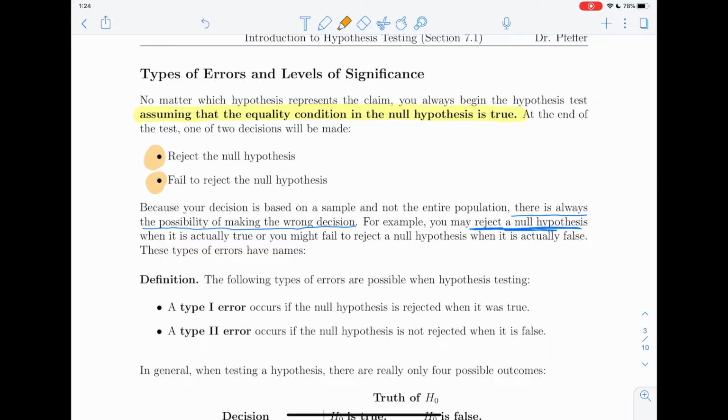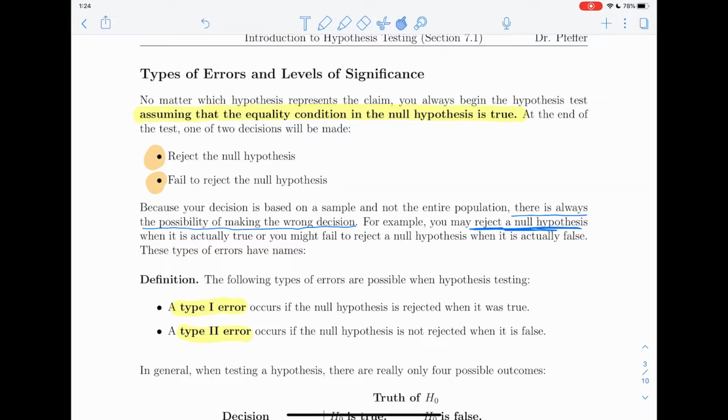We're going to declare a type 1 error to occur if the null hypothesis is rejected when in fact it was true. And we're going to call a type 2 error the type of error committed when the null hypothesis is not rejected when it in fact was false.